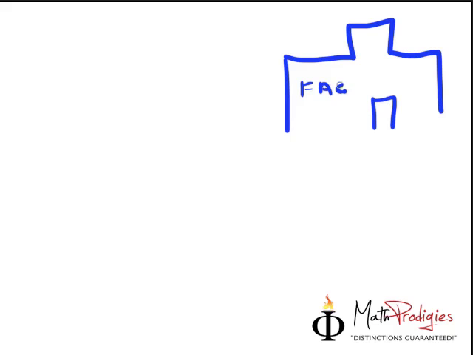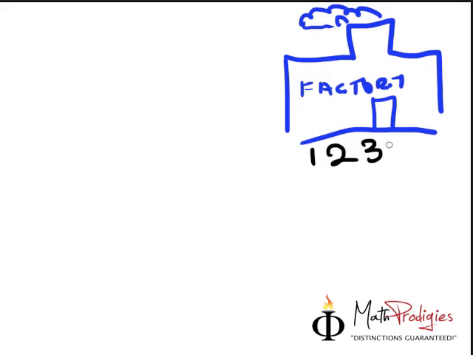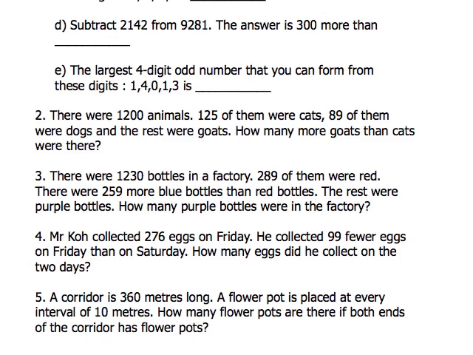In this factory, how many bottles are there again? Let me just draw for you the smoke. There are 1,230 bottles. I'm going to try to draw bottles. Okay, so this is my bottle over here. And there are 1,230 bottles.